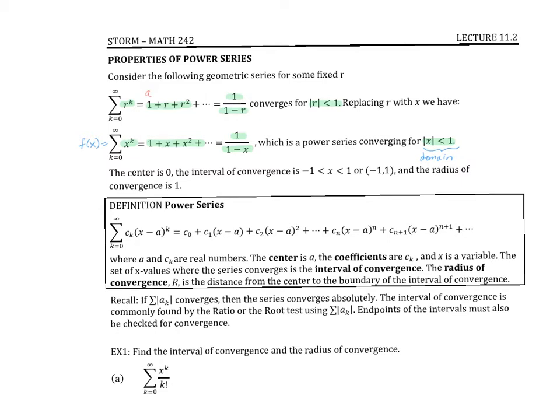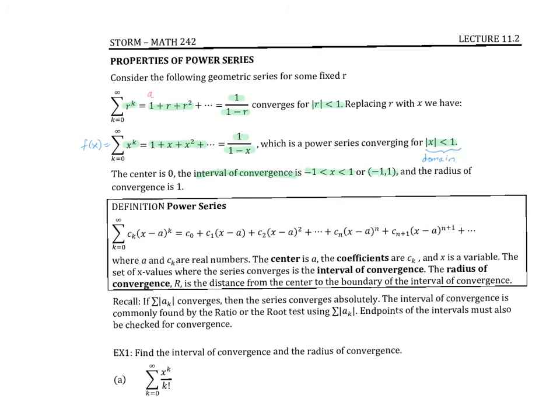These x values will be called the interval of convergence. In this particular case, my interval of convergence goes from -1 to 1. Or you could write it as the interval (-1, 1). The center for this particular power series is 0. And then we have this new vocabulary. This would be our radius of convergence. In our case, for this example, my radius of convergence is 1.